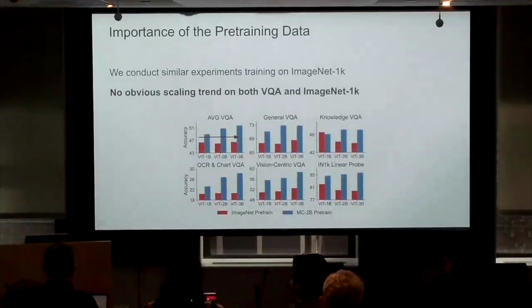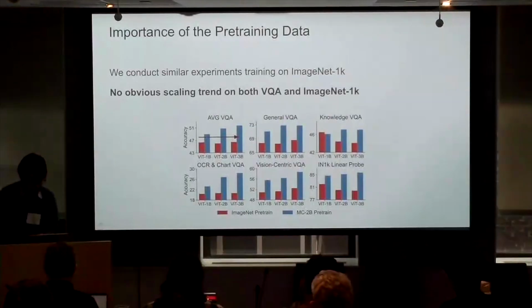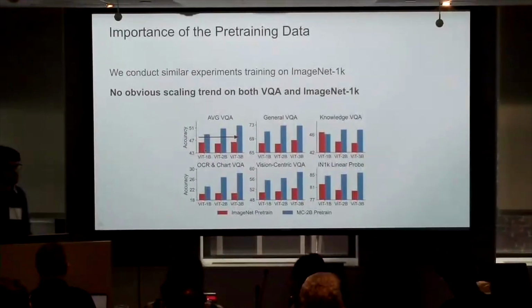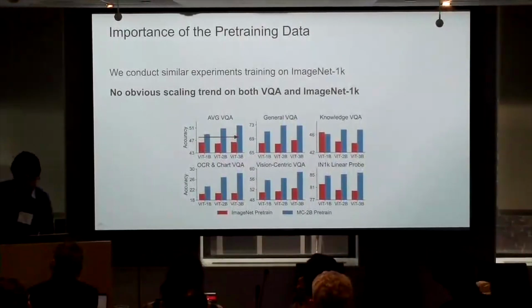One interesting thing is that if you repeat the same set of experiments, but use ImageNet 1K as your pre-training distribution instead of MetaClip, now you don't see any scaling trend. In this plot, you have again the accuracy for the different VQA tasks. Blue is the model pre-trained on MetaClip. Red is the model pre-trained on ImageNet. And you do see a saturation. So it's an argument to say we need to move away from ImageNet for SSL pre-training.